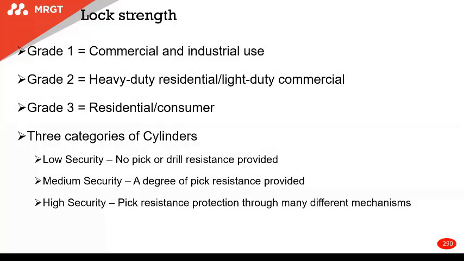As I told you, these locks have different strengths, and these strengths are decided based on the grade they have: grade 1 locks, grade 2 locks, grade 3 locks. Grade 1 locks are common industrial locks. Grade 2 locks are heavy duty locks used in residential areas, and grade 3 locks are consumer locks. They differ in lock picking capabilities and cylinder quality, which is low security, medium security, and high security.